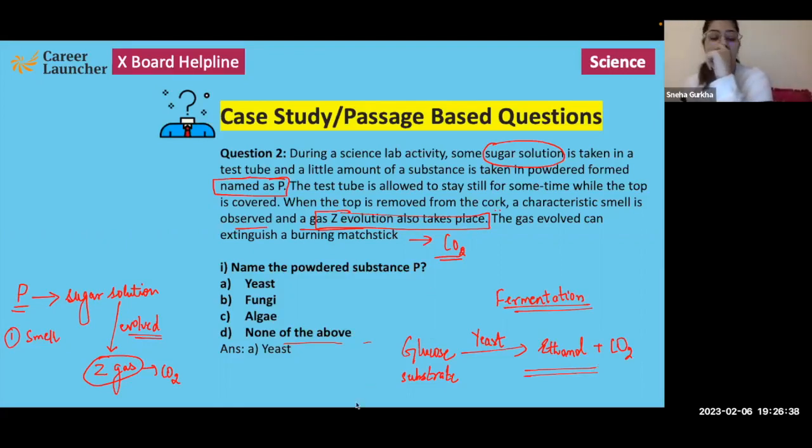Let's have a quick look at the question. Name the powdered substance P. So obviously the substance which is going to act on the substrate or which is going to act on the sugar solution is yeast. So let's have a look at the options. The options are yeast, fungi, algae, and none of the above. So we know that this is the fermentation process and it will take place in the presence of yeast. So the answer will be A, yeast.